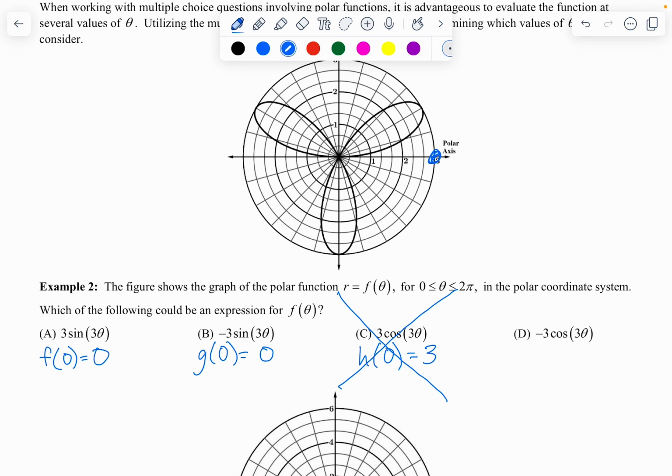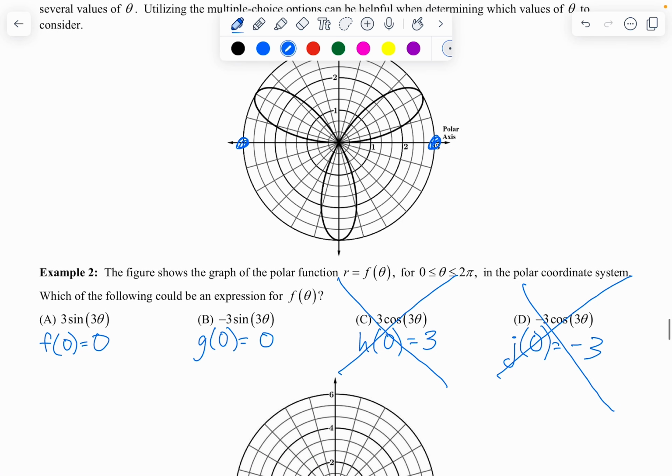But this one, okay, this j, let's call this j. J of 0 means 3 times 0 is 0. Cosine of 0 is 1. This would be negative 3. That means we should have 0, negative 3, which would be over here. We don't. Not an option. So now we need to see what happens.